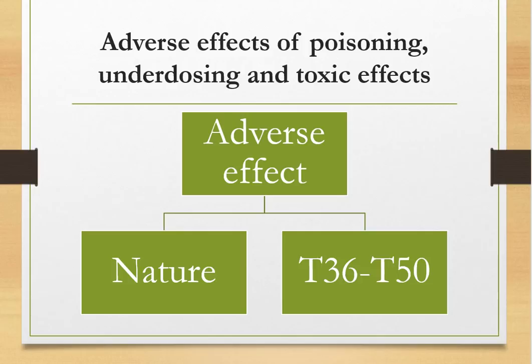All right, so of course we got some sequencing that comes into play with regards to adverse effects, poisoning, underdosing, and toxic effects. So let's start with adverse effects. When you're coding the adverse effect of a drug that has been correctly prescribed and administered, you're going to first sequence the appropriate code for the nature of the adverse effect, followed by the appropriate code for the adverse effect of the drug. So the nature goes first, and then the T code goes second.